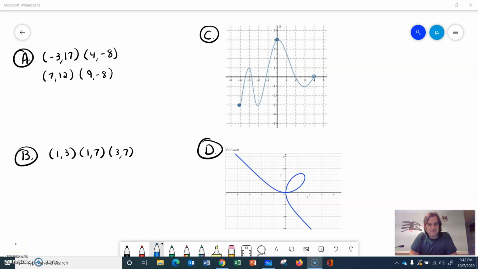Hey, it's Mr. Aura, and I'm here doing some practice problems on functions. And the question is, determine if the following are functions, and if so, state the domain and range.